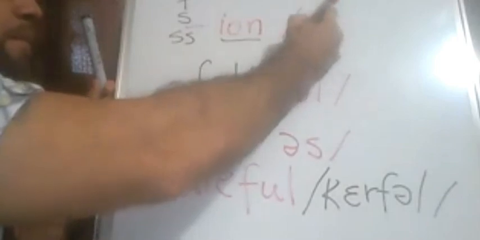Also, all the ion, either with T, it doesn't matter, T with S or double S, shun: information, education, mission, vision. This ion is always like this. Good. Thank you so much.